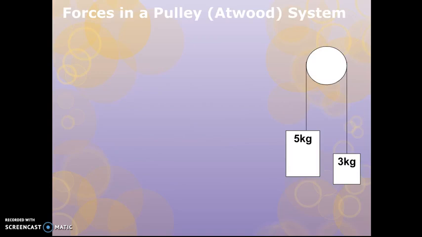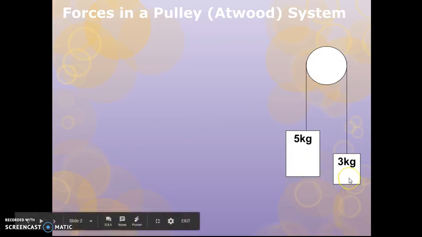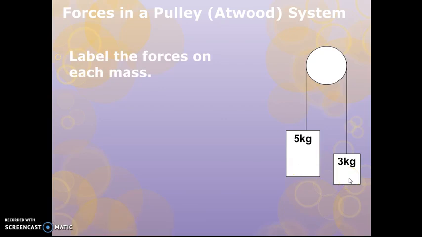Here we have a pulley system that has two masses on it, a 5 kilogram mass on the left and a 3 kilogram mass on the right. We're still always going to start by drawing our force diagrams. So each of the masses has a force of gravity pulling it down, and each of them has a tension force from the rope holding it up.